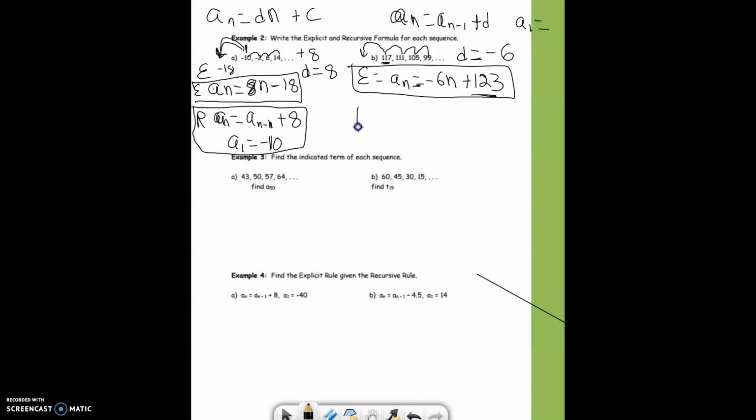The recursive formula is pretty simple again. You always start off with this, and you add two things. You add the difference, in this case minus 6. And don't forget to tell us what the first term was, which was 117. Now I'm done with my recursive formula.